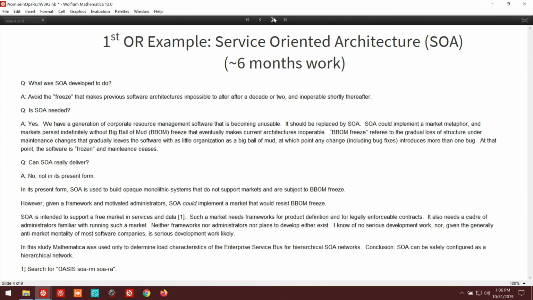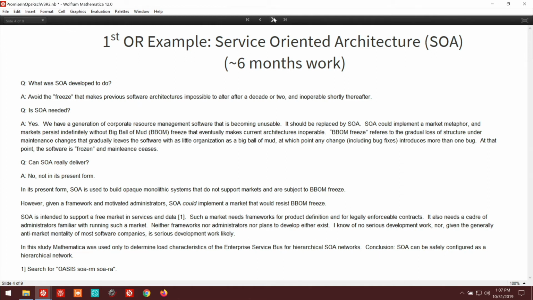Okay, and if that happens, then the big ball of mud freeze is inevitable. However, given a framework and motivated administrators, SOA could implement a market that would resist big ball of mud freeze. In other words, if anyone were actually interested in doing it, then it could be accomplished. We could get away from software that eventually becomes unusable and too expensive to replace.